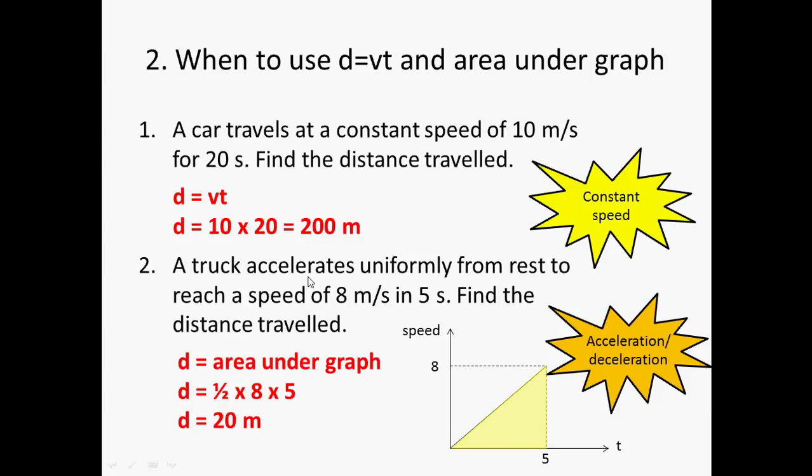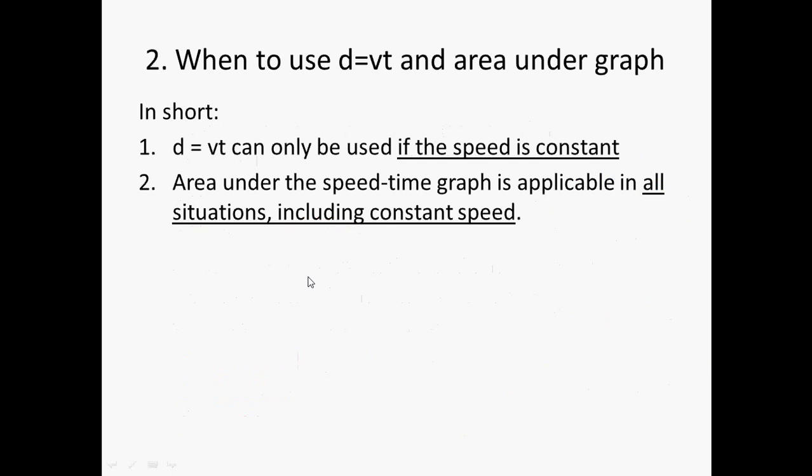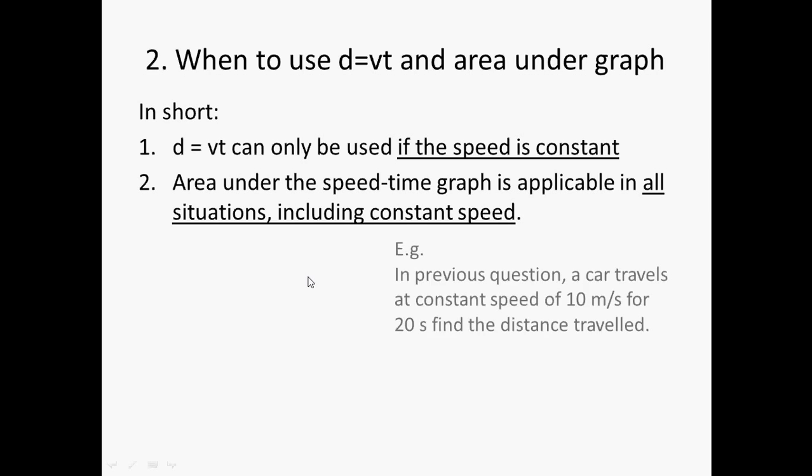Now let's move on to simplify the approach a little bit more. So in short, distance equals speed times time can only be used if the speed is constant. However, I would like to add a new point, that area under the speed time graph is applicable in all situations, including constant speed. So just now you observed that in the first question we use distance equals speed times time. So we are going to relook at the first question again.